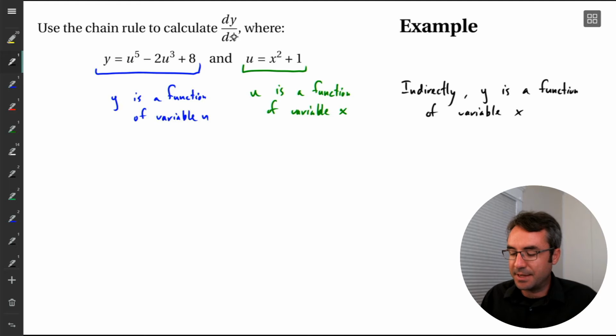So y actually is a function of x, indirectly. And so it makes sense then to talk about how function y changes as we make changes to variable x. That's what dy dx really measures: how is your function changing as x changes? And the way we investigate that is with chain rule.